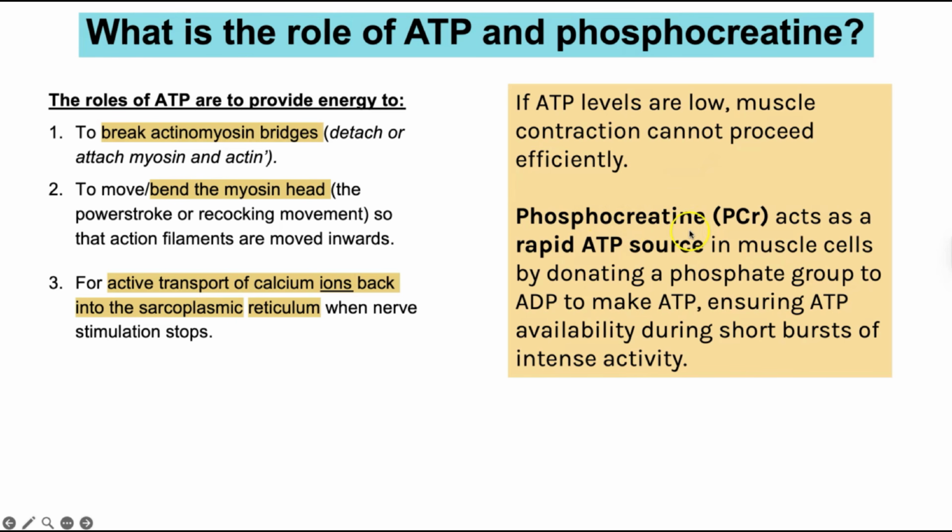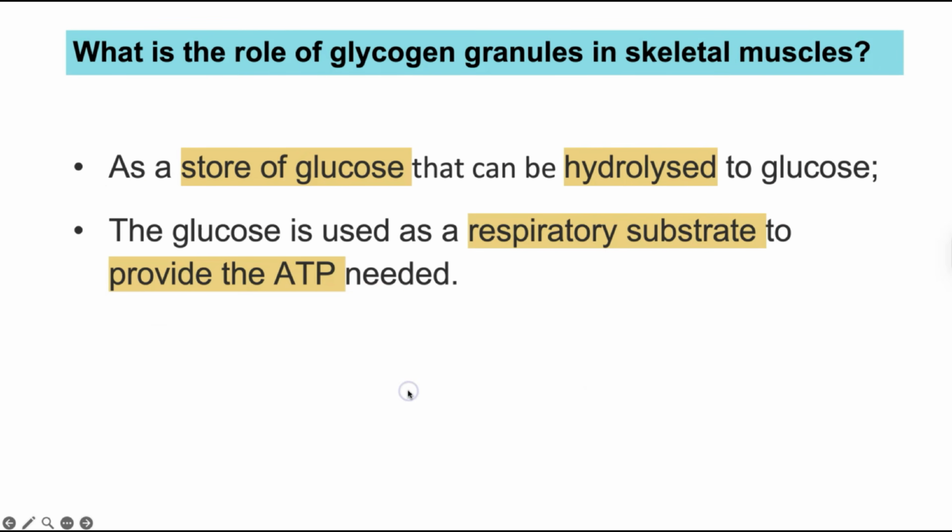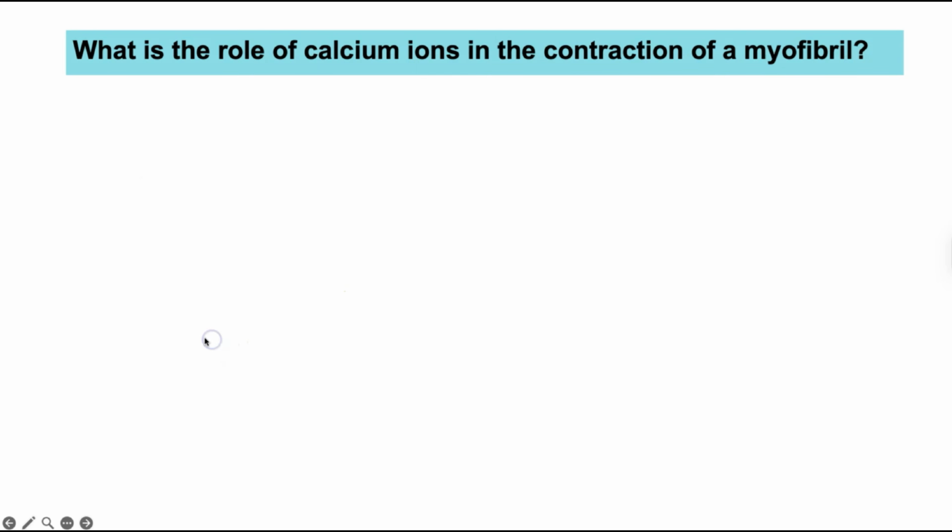And that is where phosphocreatine plays a role, because this acts as a rapid source of ATP in muscle cells by donating a phosphate group to ADP to be able to make ATP, so that you do have ATP during short bursts of intense activity. You could also be asked what's the role of glycogen granules in skeletal muscles. So it's a store of glucose that can be hydrolyzed into glucose, and that glucose can be used as a respiratory substrate to provide the ATP needed.